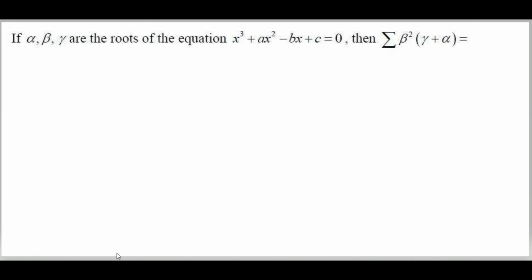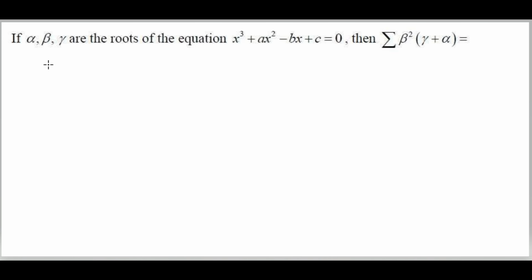Next question. If alpha, beta, gamma are the roots of the equation x cube plus ax square minus bx plus c is equal to 0, then find the value of sigma beta square into gamma plus alpha. So here alpha, beta, gamma are the roots of the given equation.